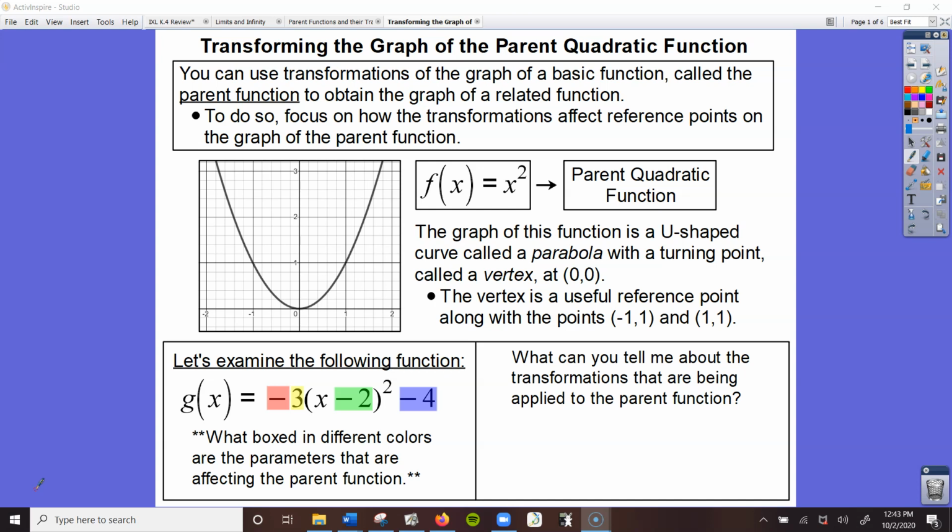Hello everyone. Today we're going to learn how to apply everything that we've been doing with transformations to the parent graph of the quadratic function. Now the parent function is basically the most simple form of that particular function. So without any stretches, without any translations or dilations or reflections or anything like that. Today we're going to focus particularly on the quadratic. The parent quadratic function is just f(x) = x squared.